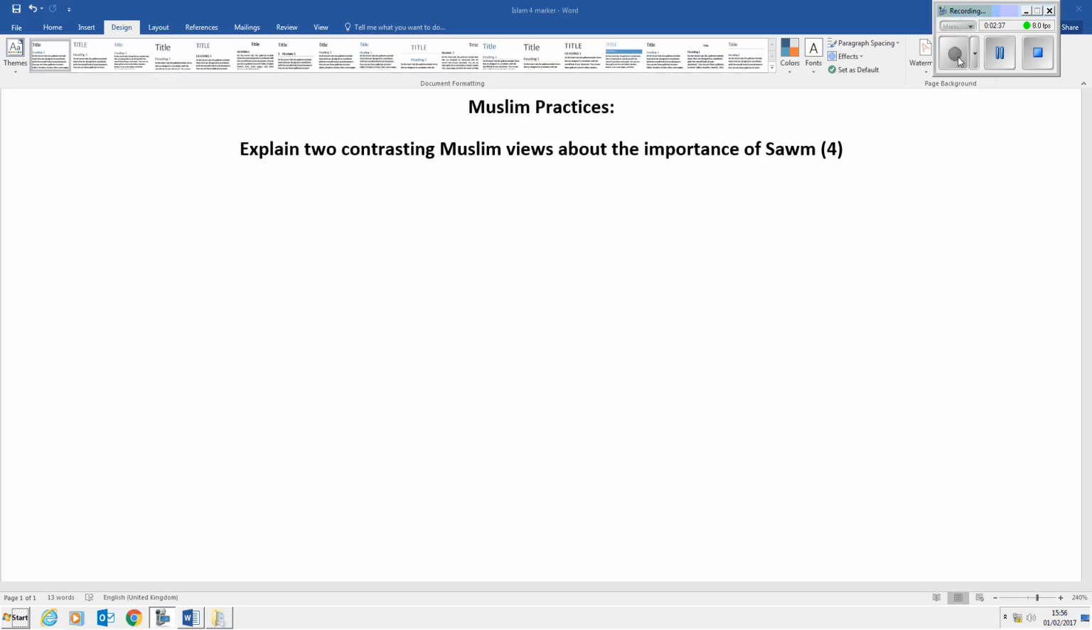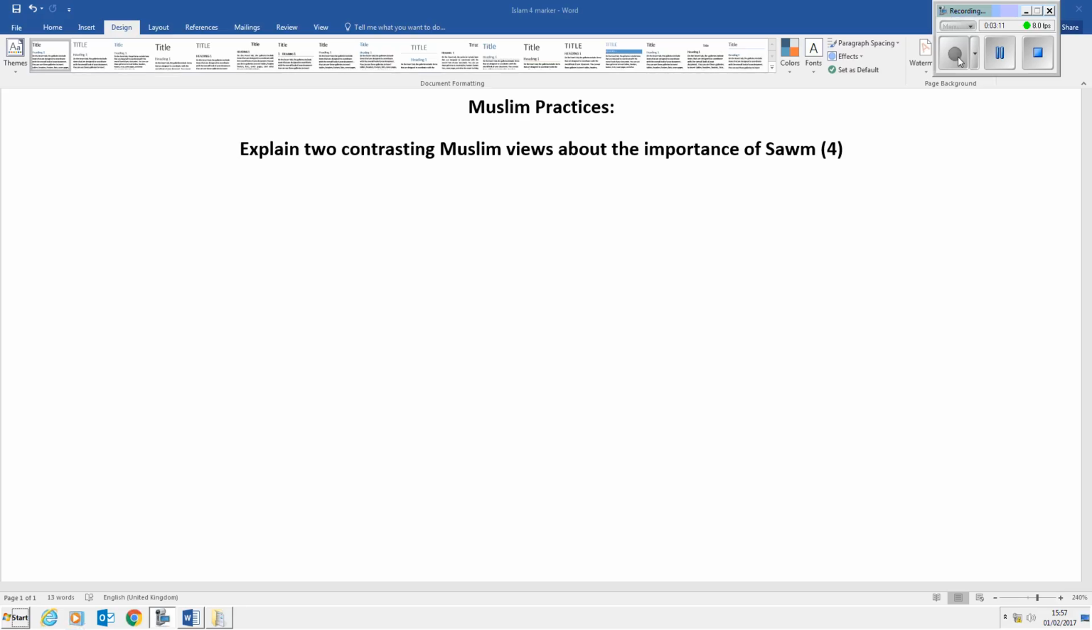So now in your answer, you are going to have to show how they contrast, how they are different in their practices. These are always worth 4 marks, and you need to contrast those 2 practices. So how will the wording be there? Well, the wording will always begin with explain 2 contrasting Muslim views on or about, or ways in which, or the rituals associated with.